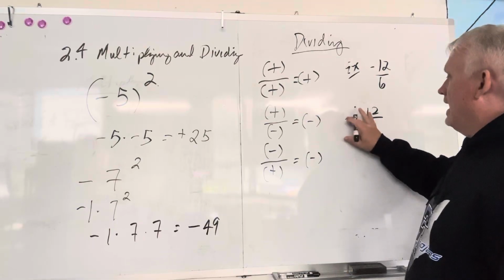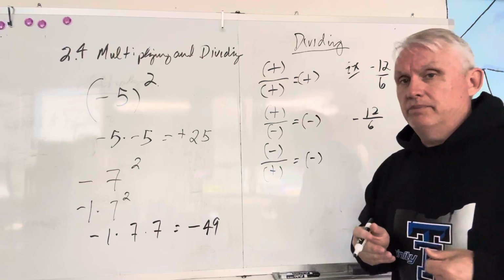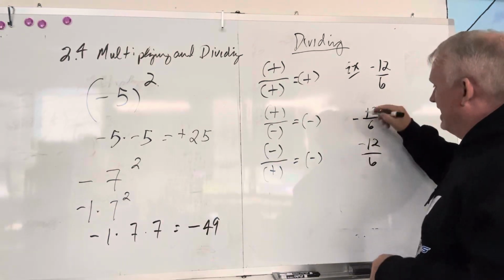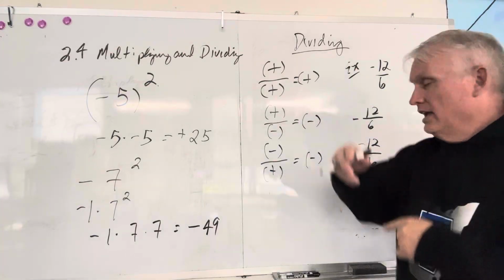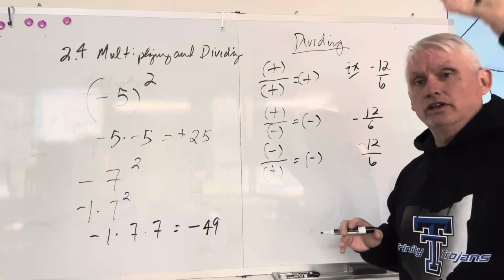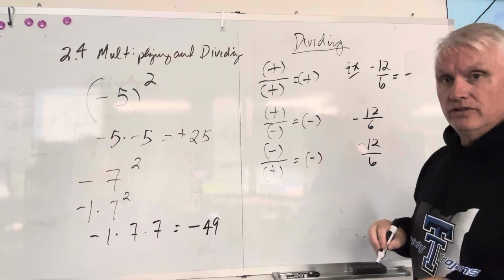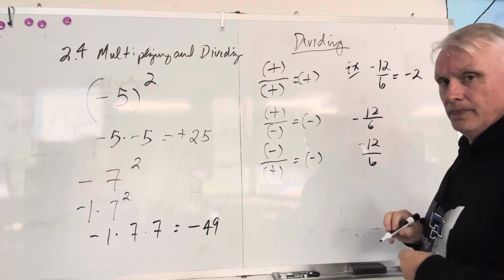Okay, what I do is I say push that up to the top so you don't get confused. So I have -12 divided by 6. This negative doesn't go with both. You don't have -6 and -12. You don't have that, okay? It only goes with one if it's out to the side. The answer is going to be -12 divided by 6, which is -2, okay?